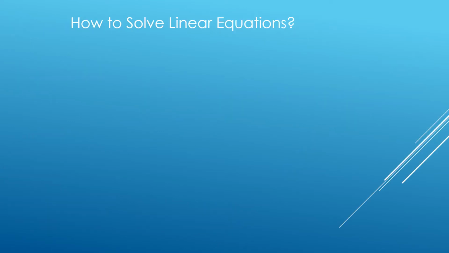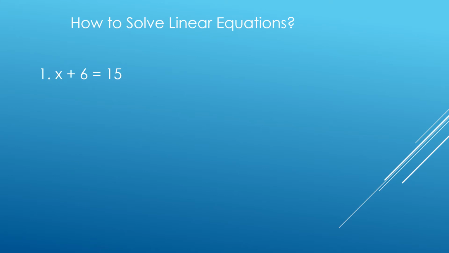So how are we going to solve linear equations in one variable? I have an example here. This is x plus 6 is equal to 15. X here is the variable, and the exponent of this is 1. That's why it is called a linear equation.